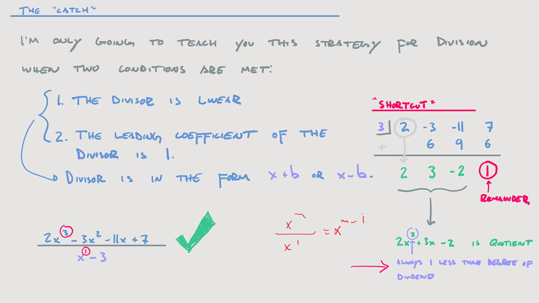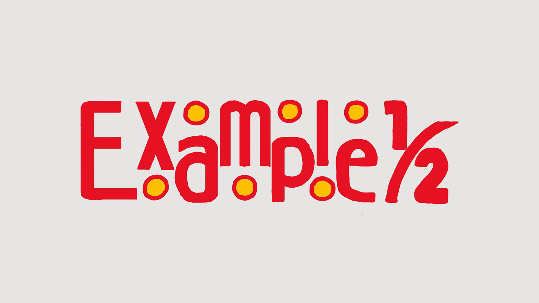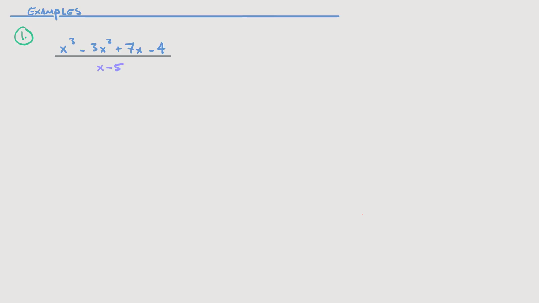All right, so let's do an example. Example number 1. X cubed minus 3x squared plus 7x minus 4. We're dividing it by x minus 5, which is linear and has a leading coefficient that is 1. So we're going to use synthetic division on this. I should also mention that you don't have to use synthetic division. If you like long division, you can always do that, and it will be a method that you can use regardless of whatever the dividend is. This is just one viable shortcut for you guys.